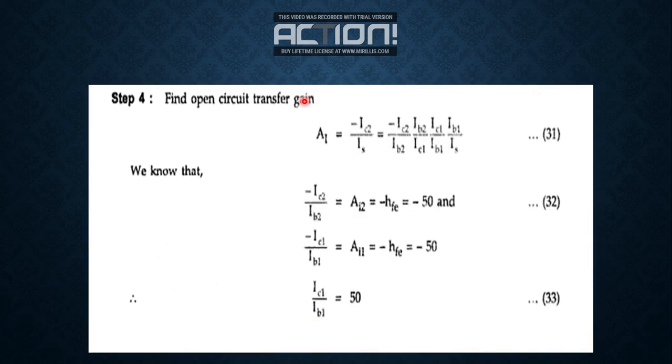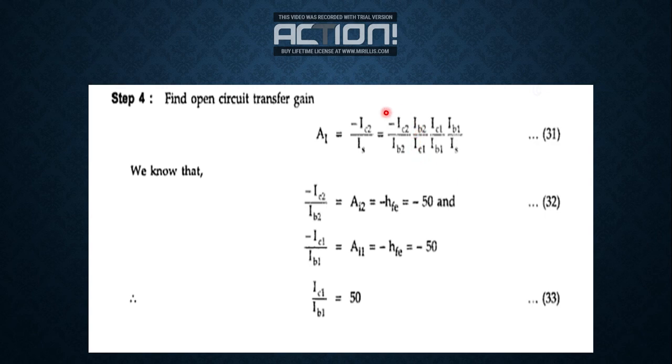That's it. I will try to explain them. AI is equal to minus IC2 divided by IS. We can't find this directly because these both are unknown values, so we have to make them into known values so that we can represent this equation like this.